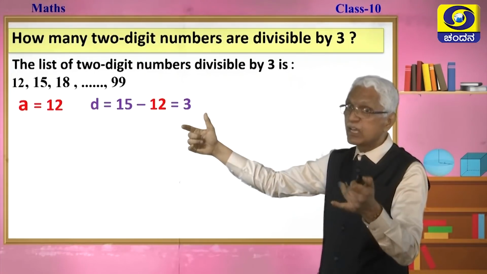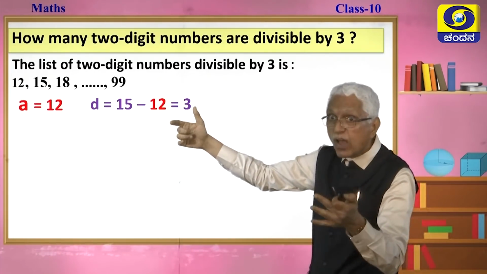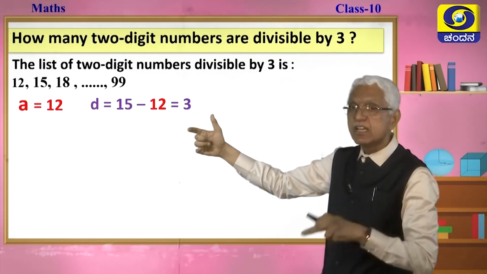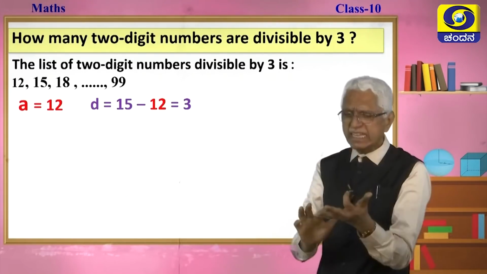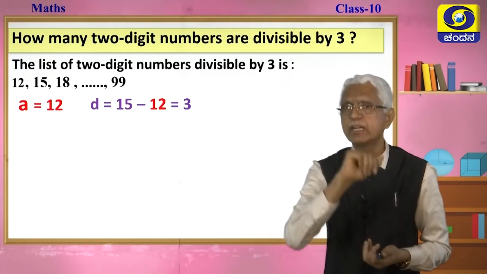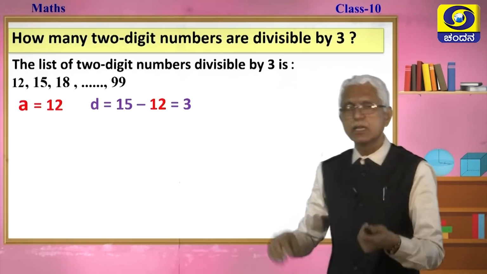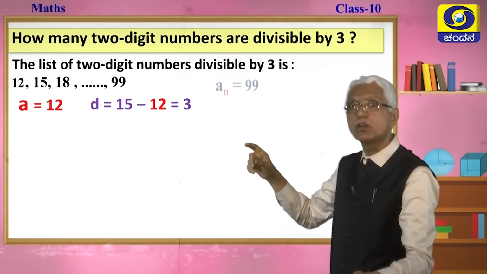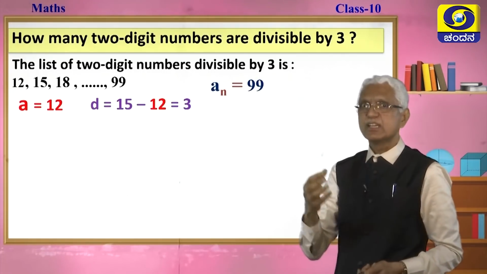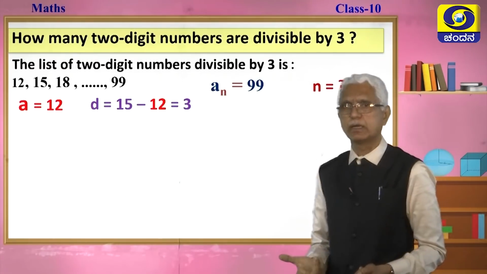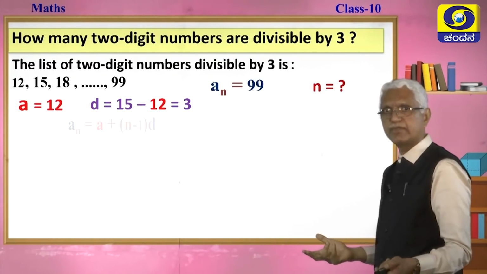You know A, you know D, you know an, the last term, 99. See, I was telling you in the first session, A, an, D and N, 4 terms. Any 3 are given, you can find out the 4th. That is what is happening here. You know A, D and an also, 99. So, all you need to find out is n.